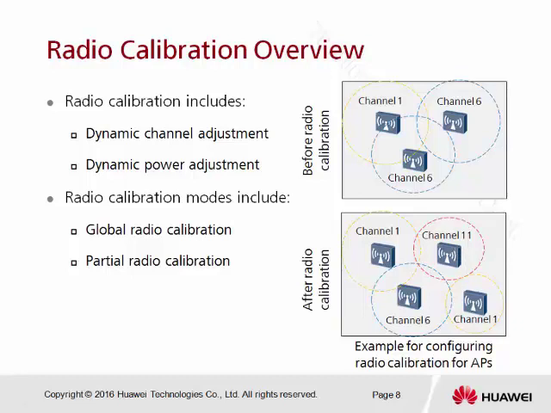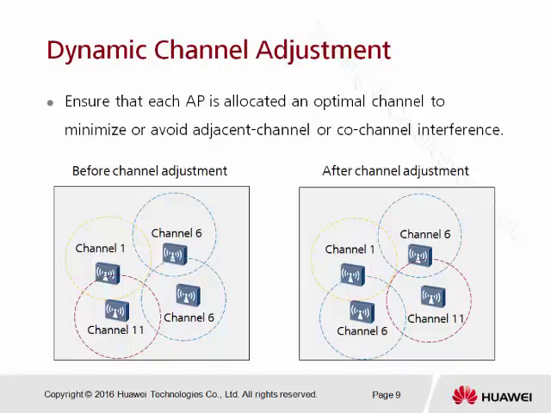And this also happened to the new AP. When the new AP detects the surroundings here, there are channels 11 and 6 just beside it, so it uses channel number 1 only. So this is dynamic channel adjustment.